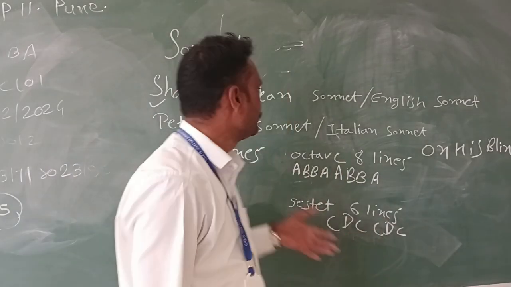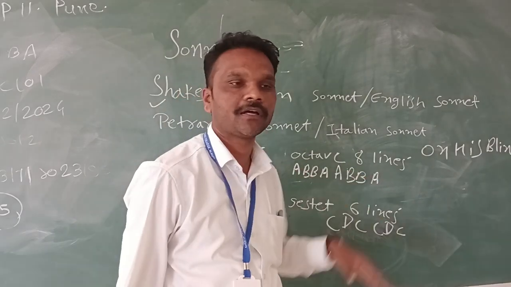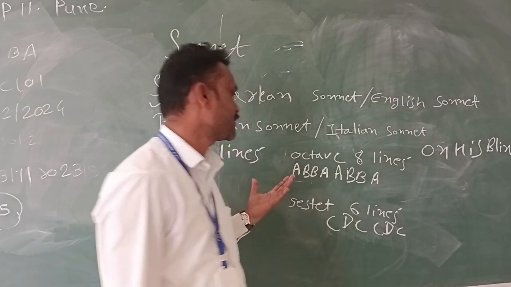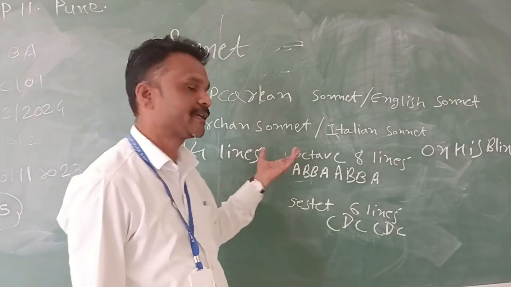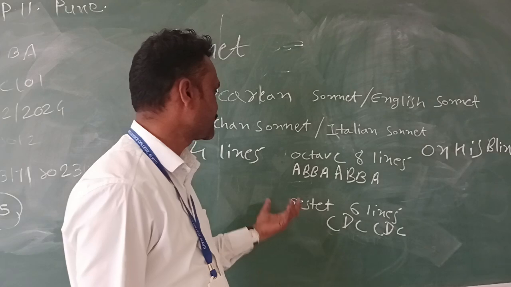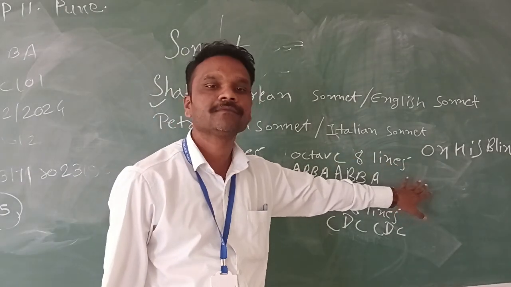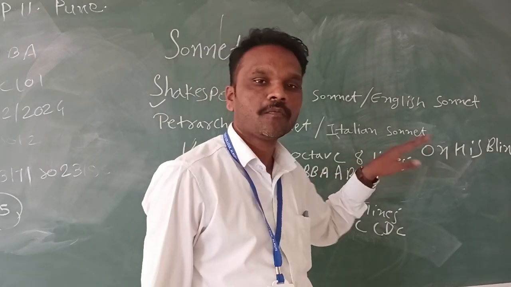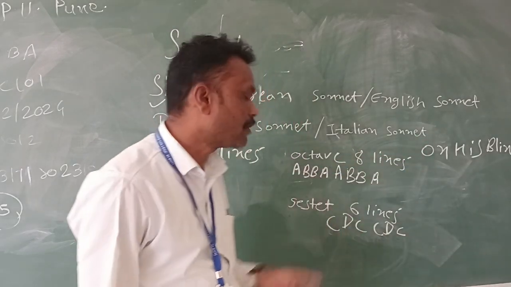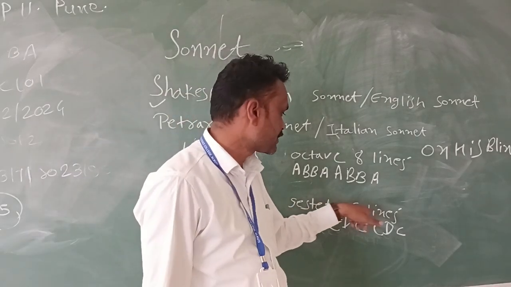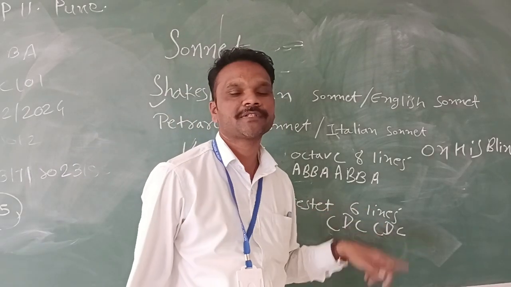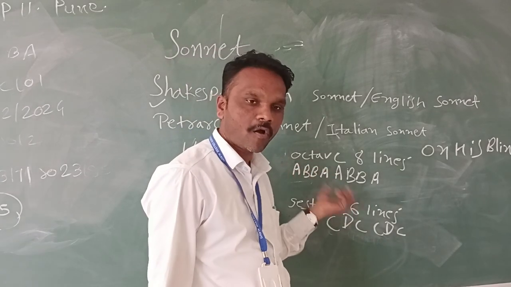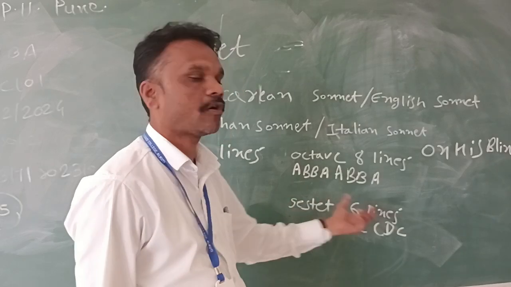So what did we learn? We learned about the sonnet: the Shakespearean sonnet and the Petrarchan sonnet. The Petrarchan sonnet also has 14 lines, but it is divided into 2 parts, the octave and the sestet. The octave has 8 lines, and in it the poet raises some questions and doubts. The sestet has 6 lines, and the poet himself gives the answers and clears all the doubts he raised in the octave.